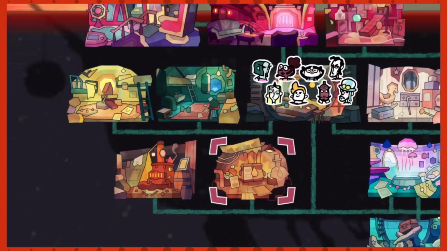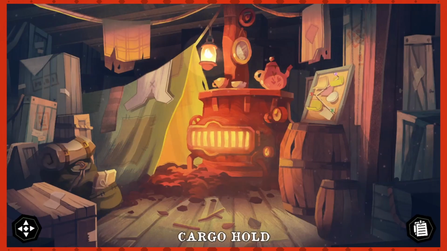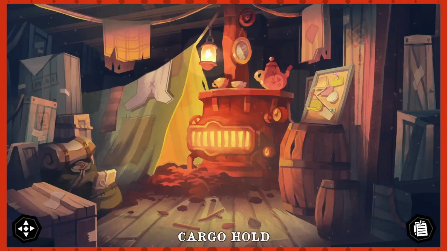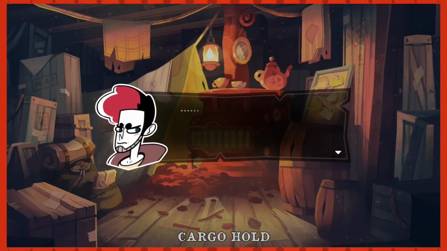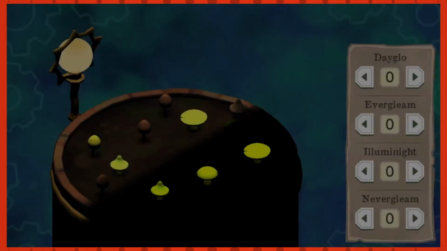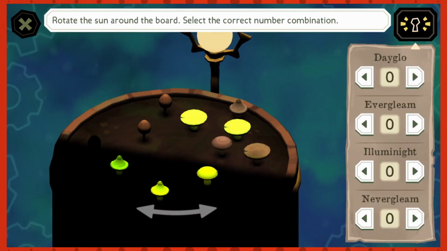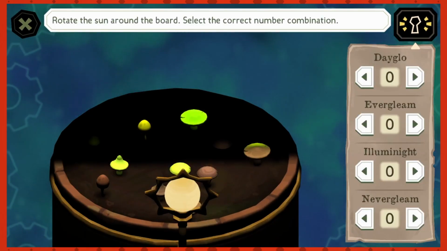I love that I can just pass through where they're all gathered. Oh, right. Now that she's not here, we can actually look around. So, is there anything... Yep. A mushroom puzzle box. A what? Oh, God. Rotate the sun around the board. Select the correct number combination.